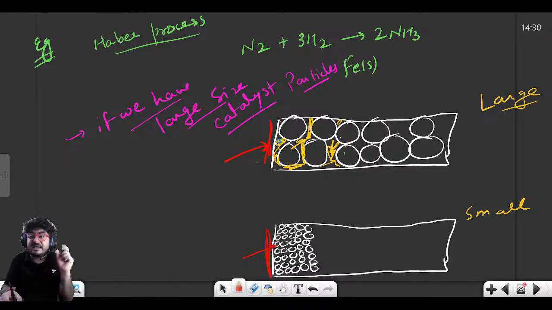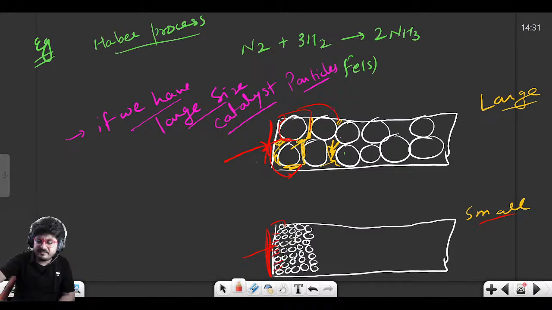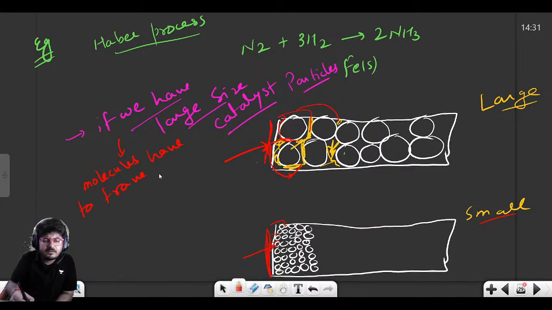So here, when we have large size particles, molecules has to travel a large distance. You can see, molecule has to travel a large distance to enter inside the pores. But if we have a small size particle, you can see molecules will enter in the pores directly. The distance traveled by the molecule for second step will be small. Okay. So I hope you can understand this. In large size particles, molecules has to travel longer distance to enter the pores.